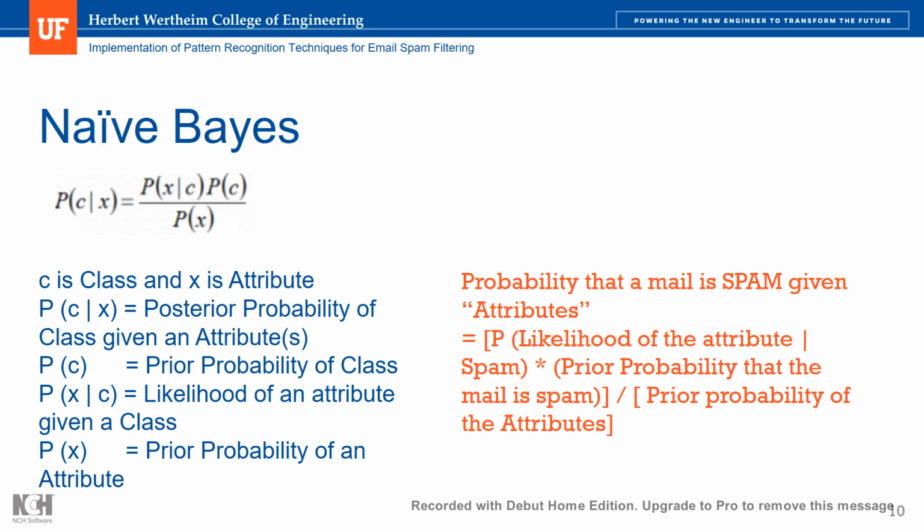I have used the Gaussian model in implementation of naive Bayes, and this is the probability distribution of new data V given class C. And in our case, the probability that a mail is spam given some attributes is the likelihood of the attribute given spam times the prior probability that the mail is spam, and the entire thing divided by the prior probability of the attributes.